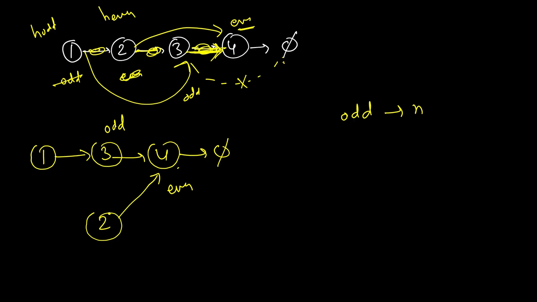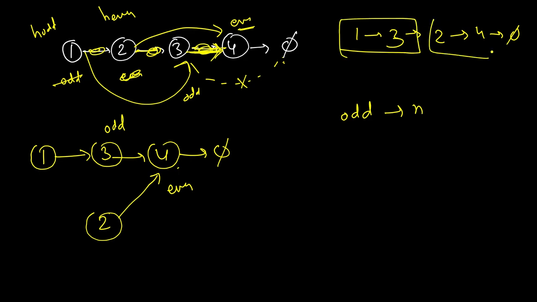next should be 2. 1 3 2 4. Its result should be 1 3 2 4 null. So we will do odd next equal to h even, this is h odd, h even. So we have changed it here and return.